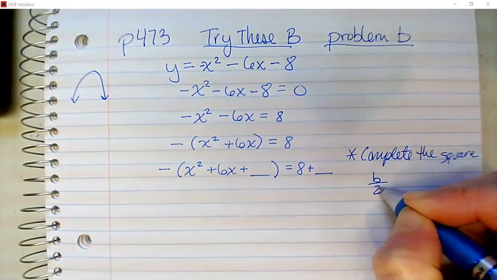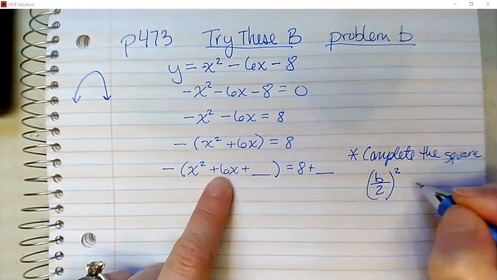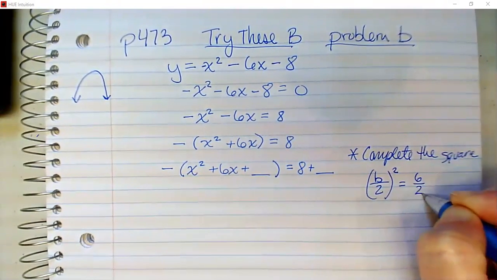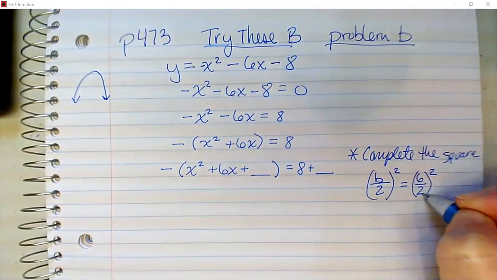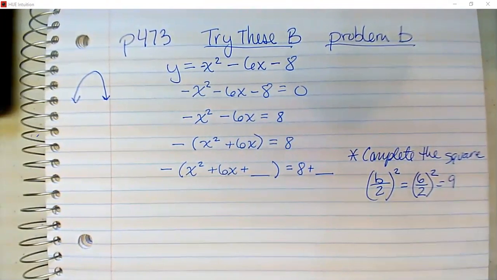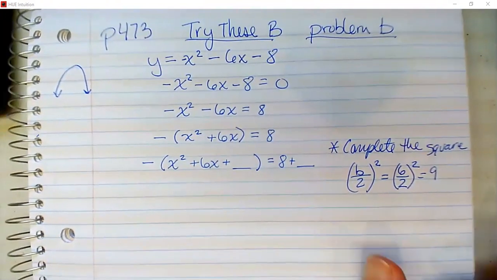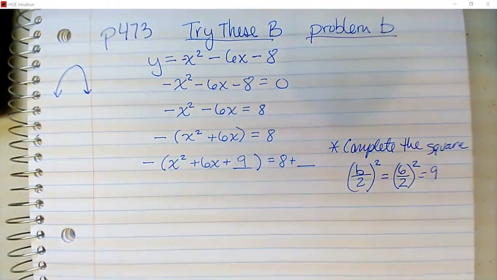b divided by 2 squared. b in this case is a positive 6. 6 divided by 2 squared. 6 divided by 2 is 3, and 3 squared is 9. So to make my perfect square trinomial, I'm going to add a 9 into my quadratic.